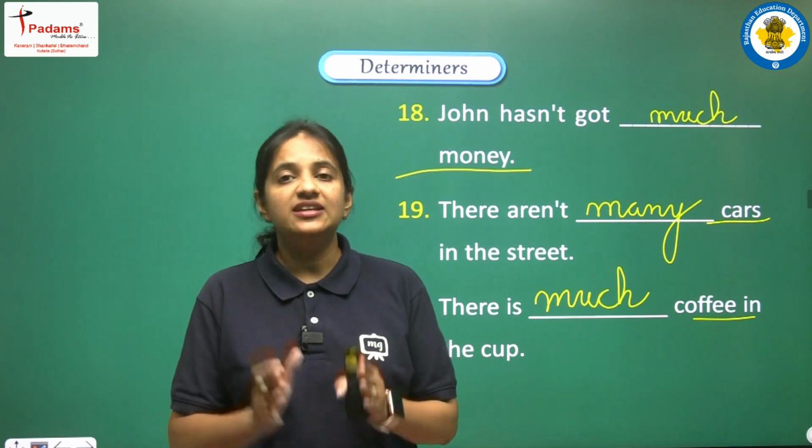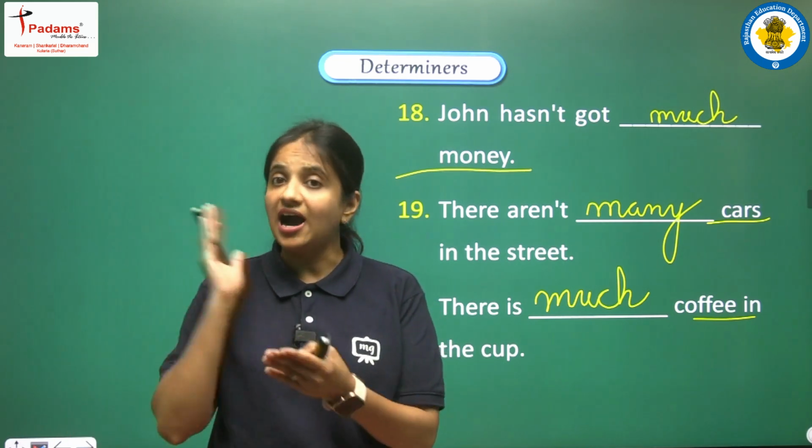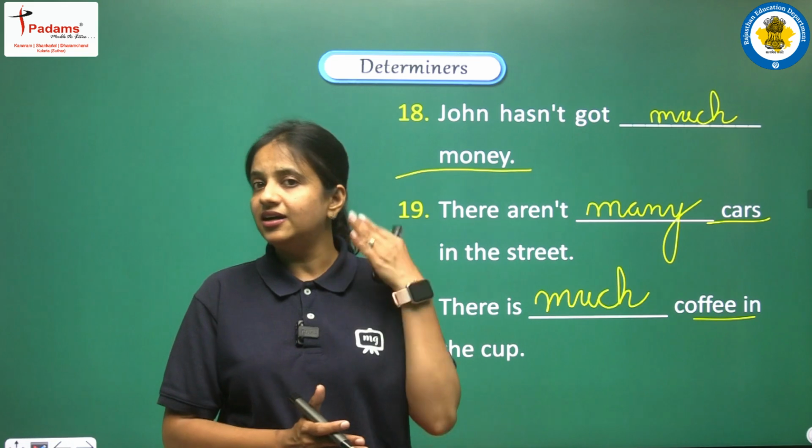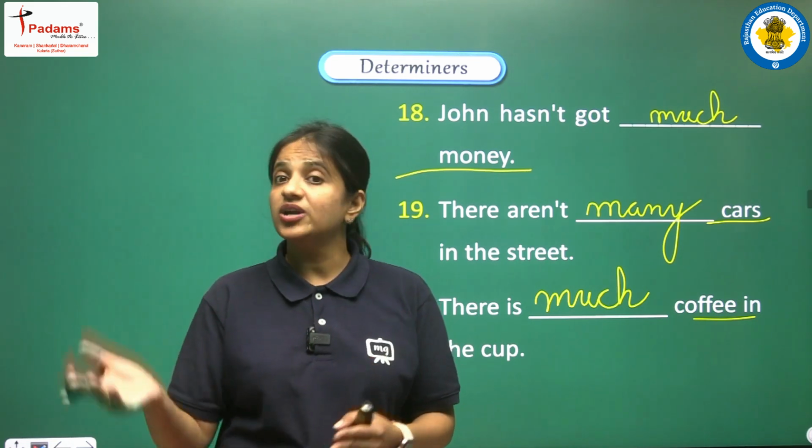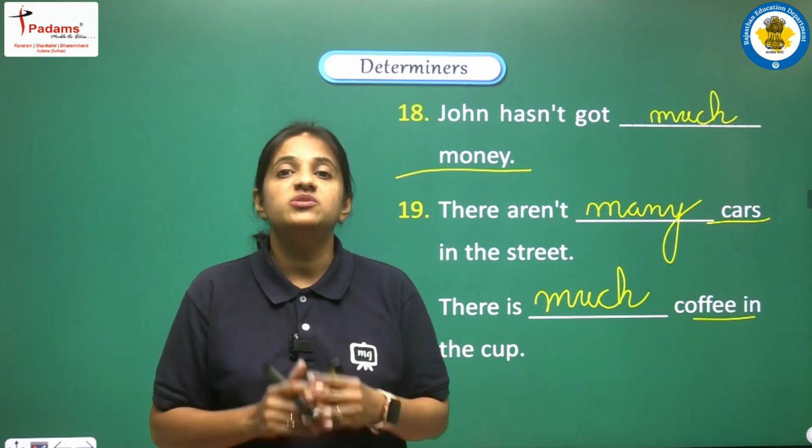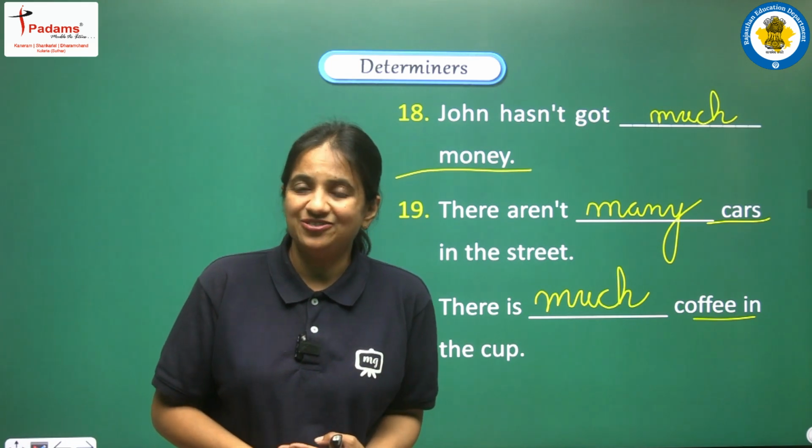So I am sure that these 4 determiners, they are very much clear. Students, learn the rules very carefully. Just look at all the videos. Just observe all the examples very carefully.